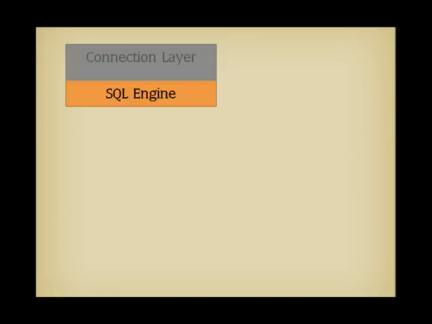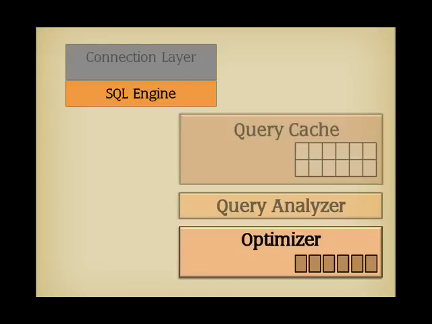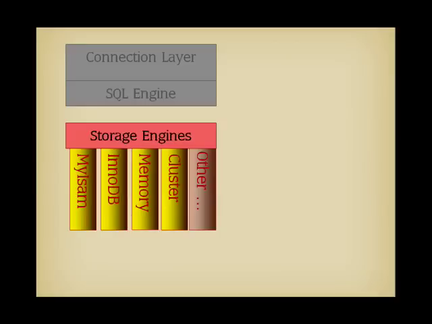The second layer is the SQL engine. This layer performs 3 functions: save into and fetch from the query cache if it is activated, query analysis, query optimization. The third and last layer, the storage engines. Among the most commonly used, MyISAM, InnoDB, Memory, the high availability engine called the cluster NDB engine. There are also others such as merge, archive, federated engines.